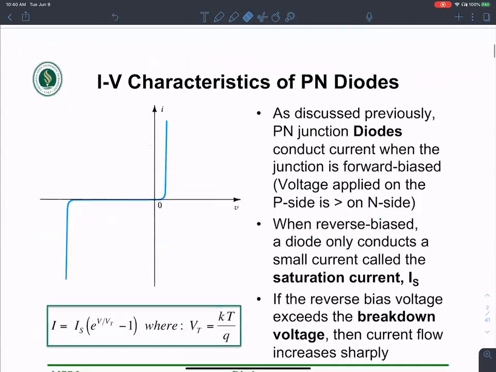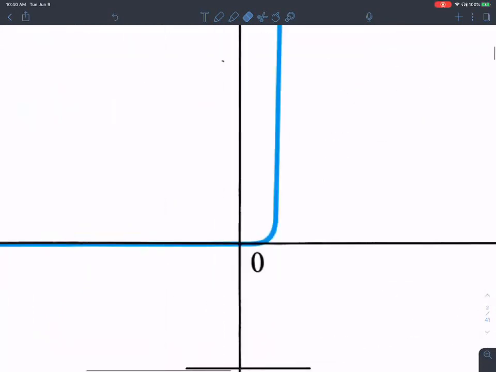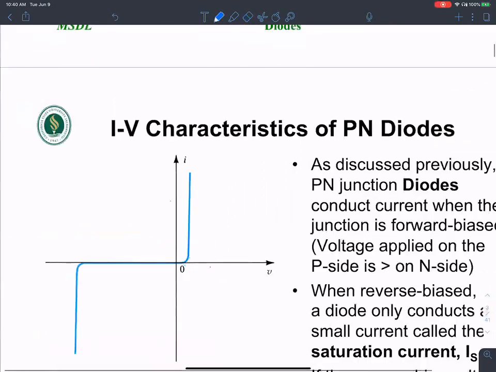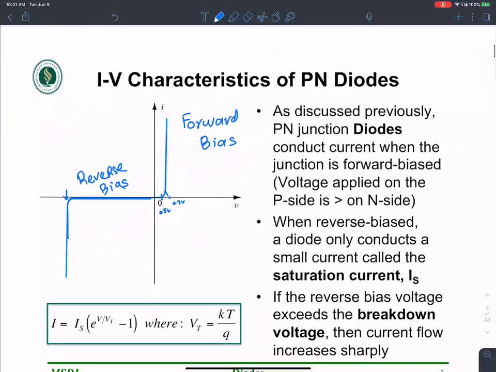Okay, let's see. Here are the typical characteristics that we looked at for PN junction diodes. The diode begins to turn on when its forward bias voltage goes to 0.5 volts, all the way up to 0.7 volts, and then it increases exponentially. This is the forward bias. In the reverse bias, the current is almost close to zero throughout. And when the reverse bias voltage reaches a very large value, then the current begins to increase drastically. Okay, so this is something we discussed.